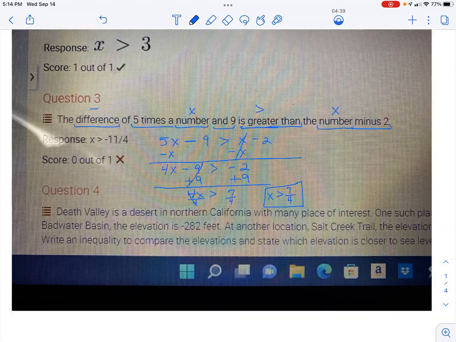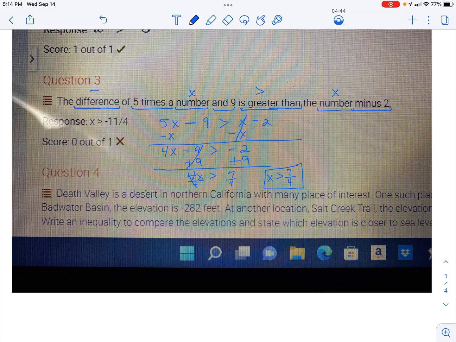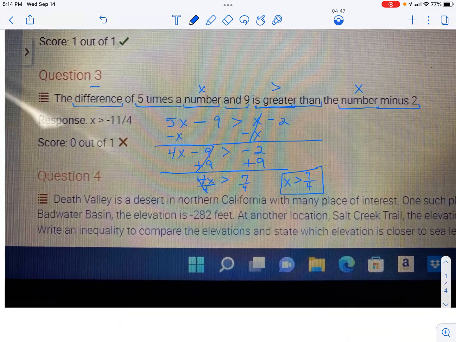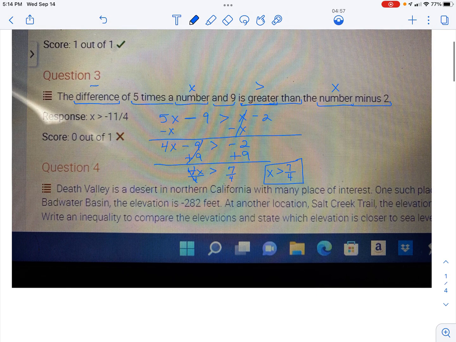Now, I don't see your answers, but I believe that is the correct answer. I always like to see your choices, but if that is not one of your choices, please let me know in case maybe I did anything wrong in the problem. But I believe that's your answer there. x is greater than 7/4. And I would write these down so you get used to seeing how to do those.